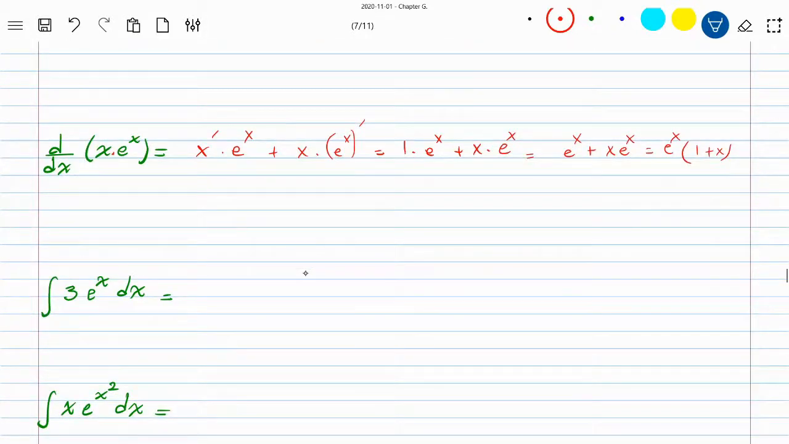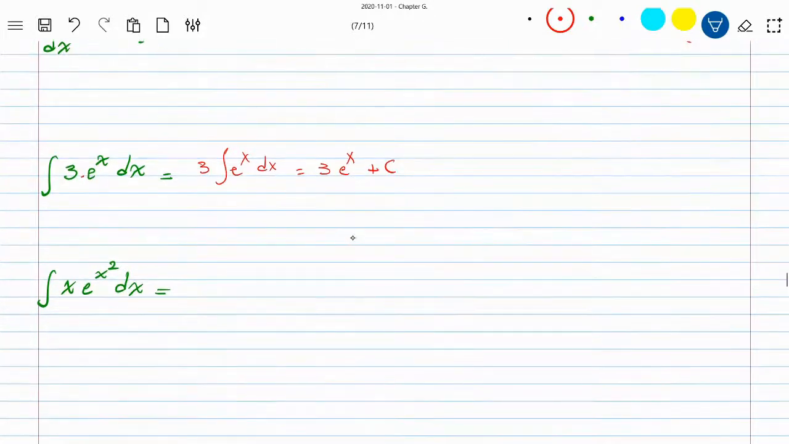How about the integral? What is the integral of 3 e to the x? 3 is a constant coefficient. I can write that aside. What is the integral of e to the x? We learned that the derivative of e to the x is e to the x, so the integral of it would be still e to the x plus some constant. Nothing complicated about this. The simplest function to take the integral and derivative of.